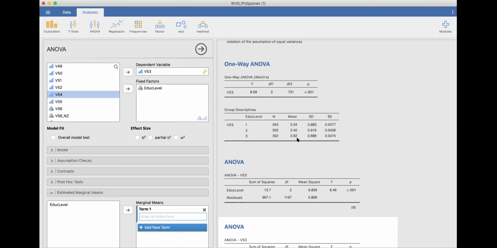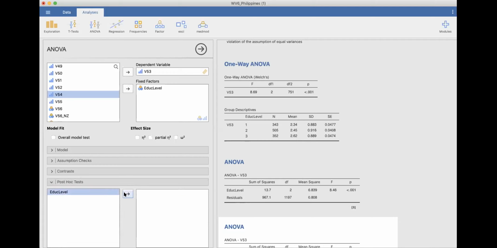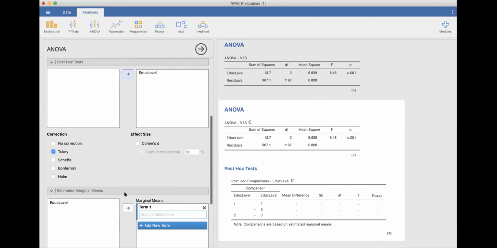So we only do a post hoc test when the F value is significant to begin with. When it's not significant, there's no sense in doing a post hoc test. Okay? So you don't have to do it anymore. But when it is significant, then we want to use a post hoc test. Okay?